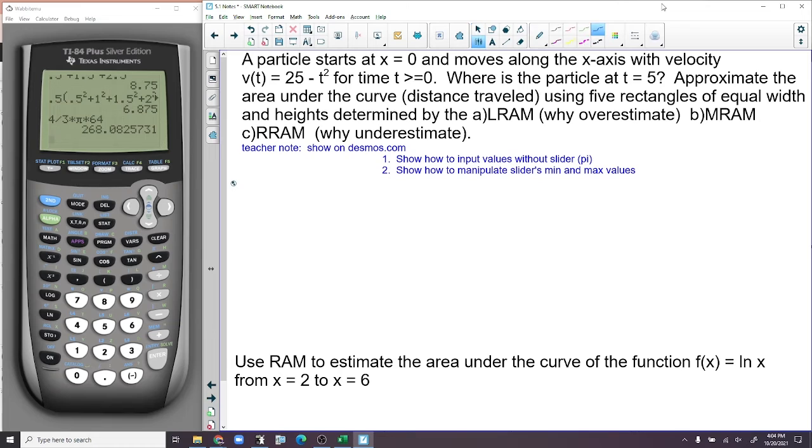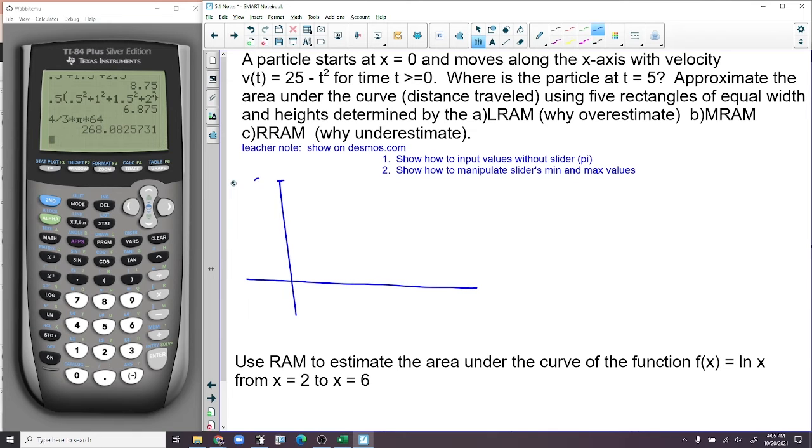A particle starts at x equals 0, moves along the x-axis with velocity v of t equals 25 minus t squared for time t greater than or equal to 0. Where's the particle at t equals 5? Approximate the area under the curve, the distance traveled, using 5 rectangles of equal width and heights termed by LRAM, MRAM, and RRAM. So I'm just going to do one of them.